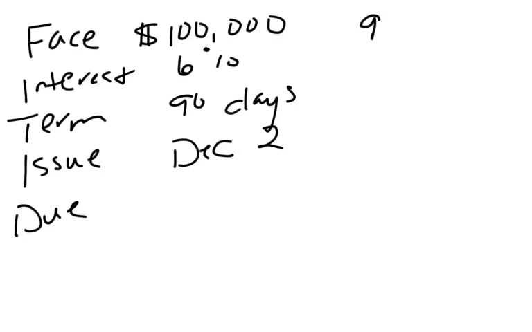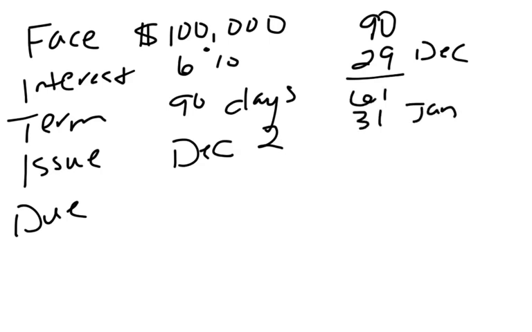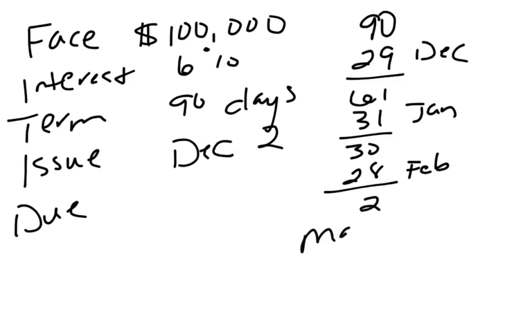Let's do my little calculation over here. December the 2nd. So how many days are left in December? 29. That gives me 61 days left. January has 31 days. That leaves me with 30 days. February, let's assume it's not a leap year, has 28 days. So we're left with 2. So that means my due date is, put it over here, March the 2nd.